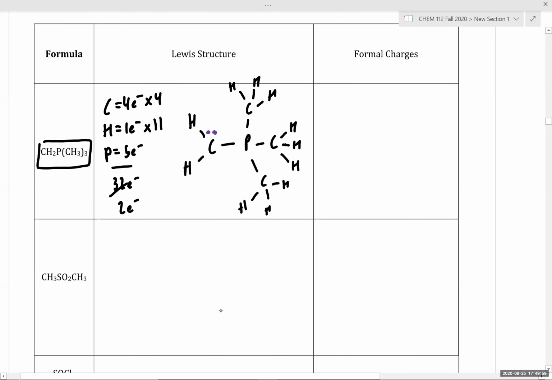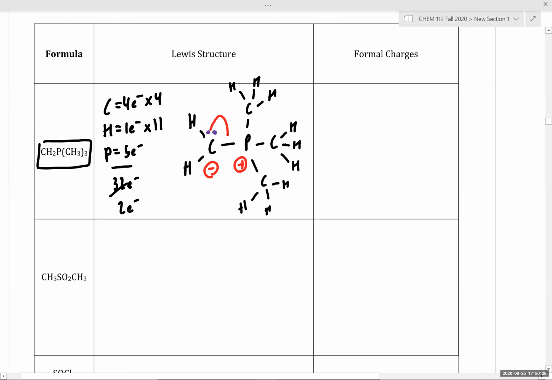Is there an issue with this Lewis structure? Is there something that can be improved about this Lewis structure? I see students typing in the chat that I need to form a double bond. Well, looking at our formal charges, carbon has a negative formal charge, phosphorus has a positive formal charge, which is relatively descriptive of how the carbon-phosphorus bond is actually polarized.